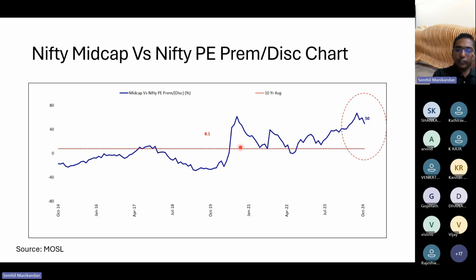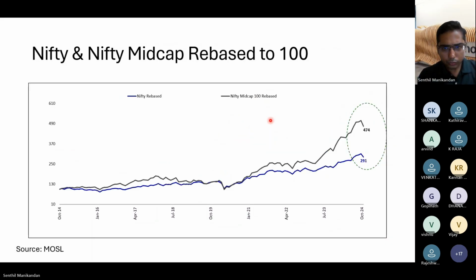Usually, whenever there is a strong bull market, midcaps tend to outperform the Nifty index, and their premium over the Nifty tends to go up. Just on the last slide, this is a rebase to 100 over the last 10 years.